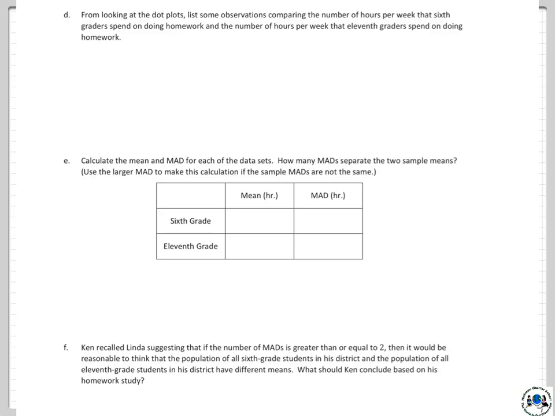Okay, so letter D here. We've done a little bit of this already, but from looking at the dot plots, list some observations comparing the number of hours per week that 6th graders spend on doing homework and the number of hours per week that 11th graders spend on doing homework. Some of those observations we saw: generally, 11th graders put more hours in.